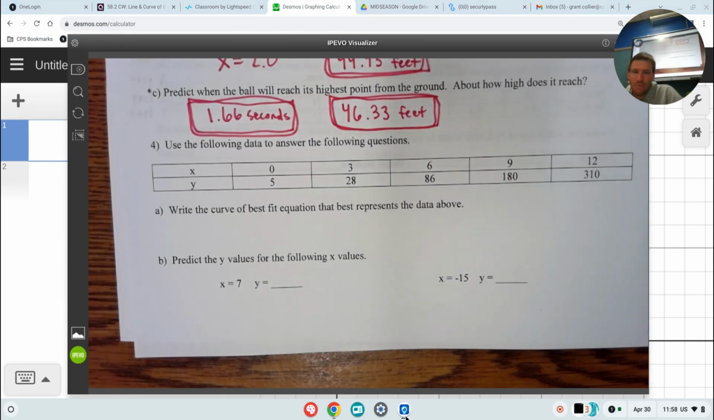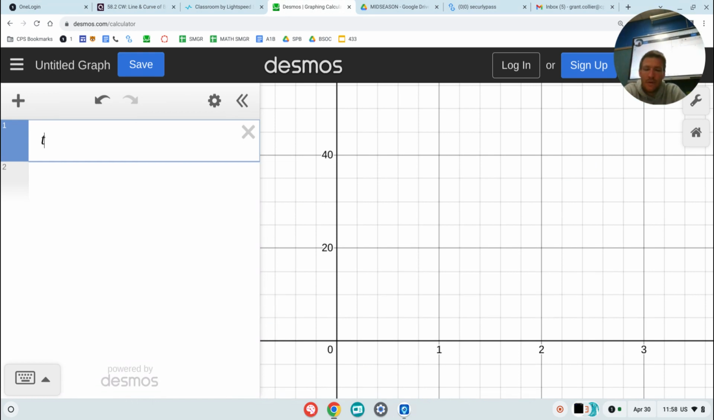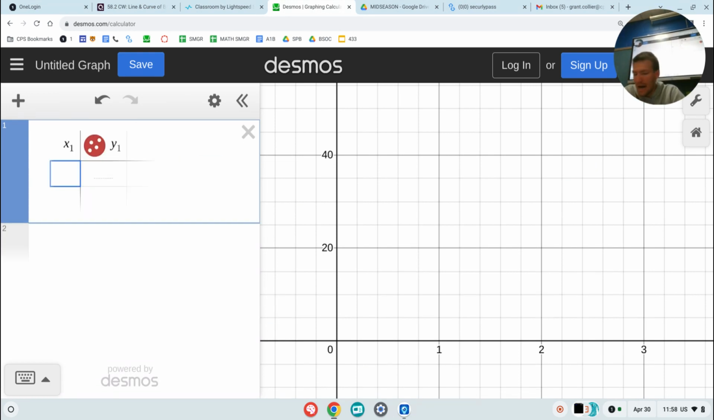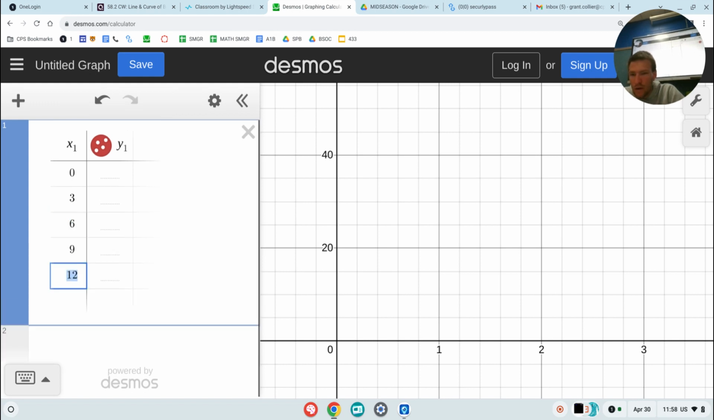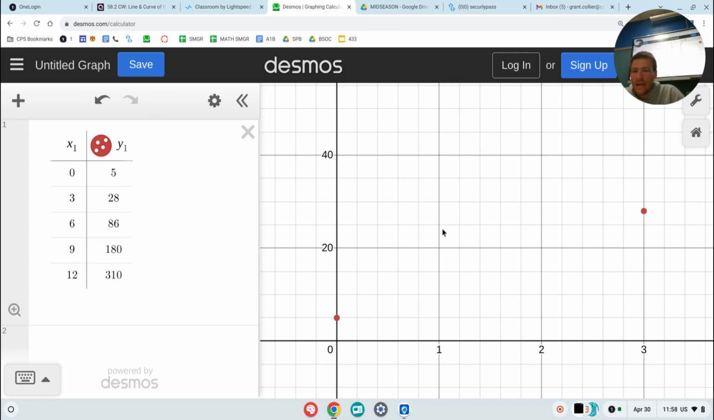I need to get the table into DESMOS. So I'm going to do it this way, T-A-B-L-E. I'm going to type the numbers 0, 3, 6, 9, 12. Then I'm going to go back and get my Y's in there: 5, 28, 86, 180, 310. Now I've got all my data. I'm going to double check: 0, 3, 6, 9, 12, 5, 28, 86, 180, 310.